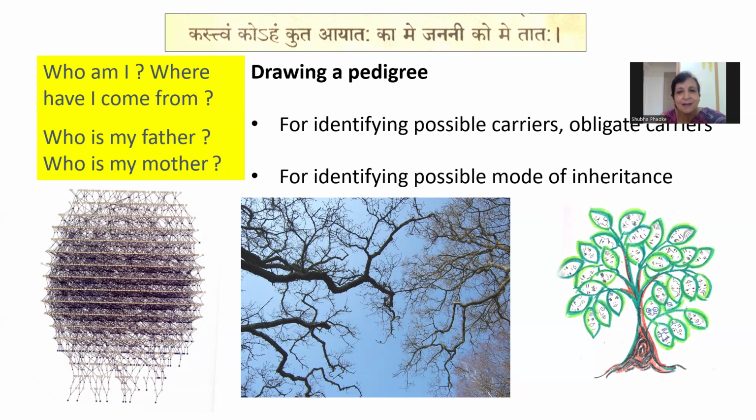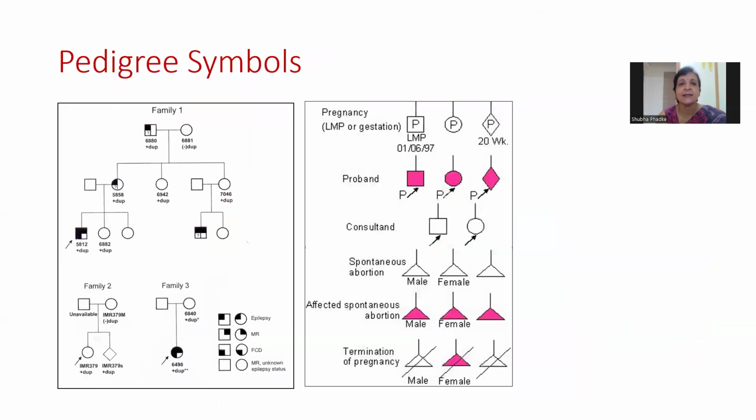But for a geneticist, it is really important to find out who you are and who your relatives are, and this is important to identify possible carriers of the disease or the possible mode of inheritance.